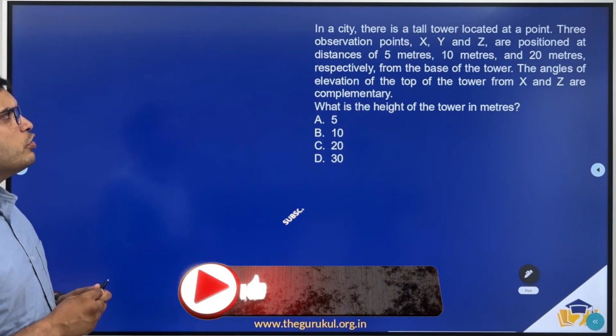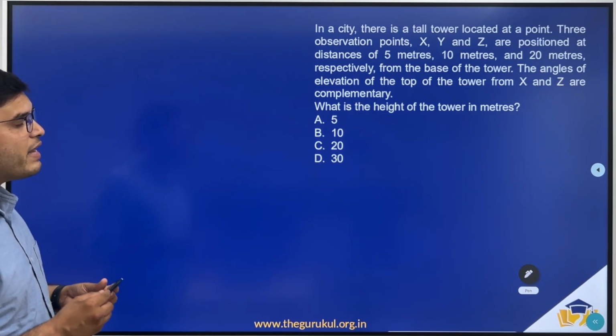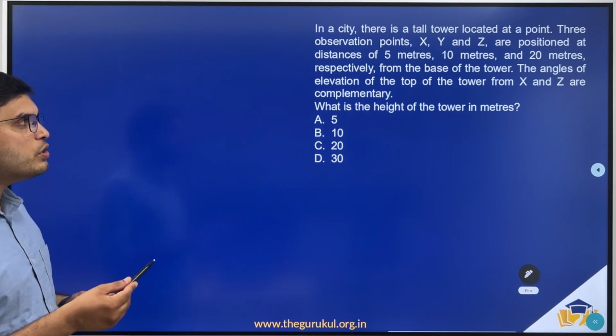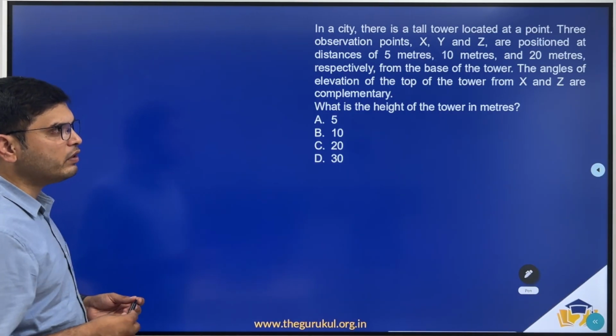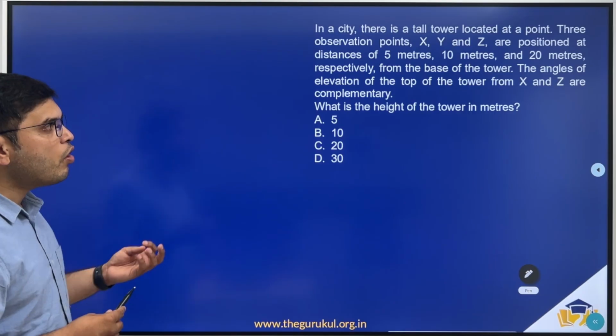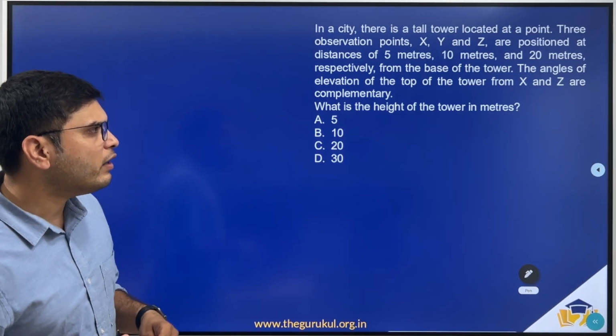Now coming to the first question, in a city, there is a tall tower located at a point. 3 observation points, X, Y, and Z, are positioned at distances of 5 meters, 10 meters, and 20 meters respectively from the base of the tower. The angles of elevation of the top of the tower from X and Z are complementary. What is the height of the tower in meters?